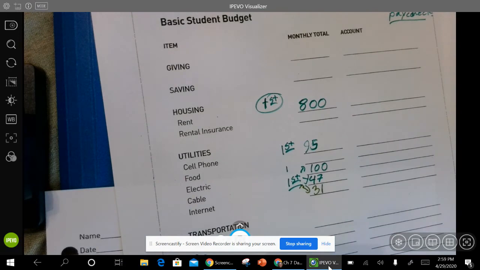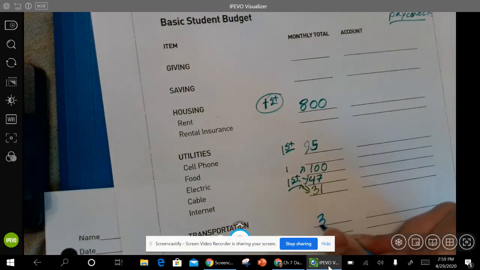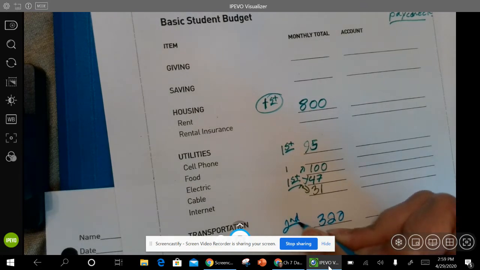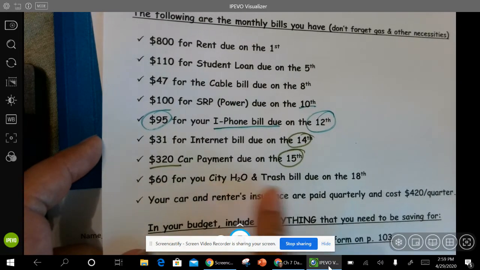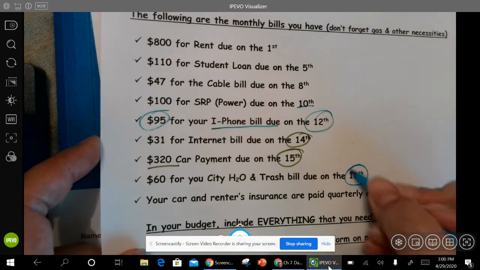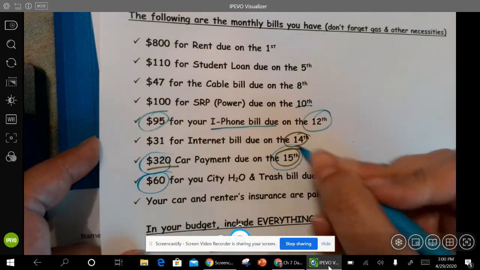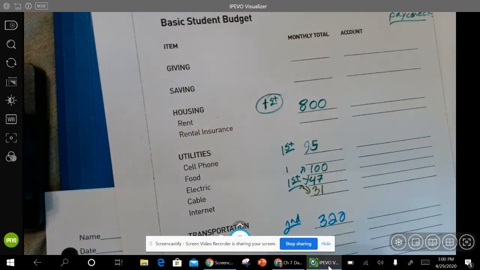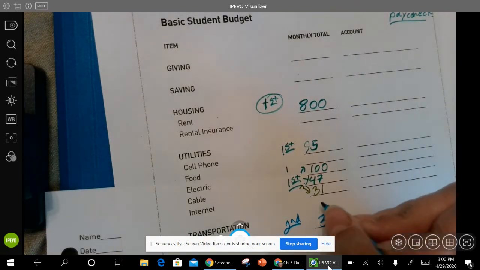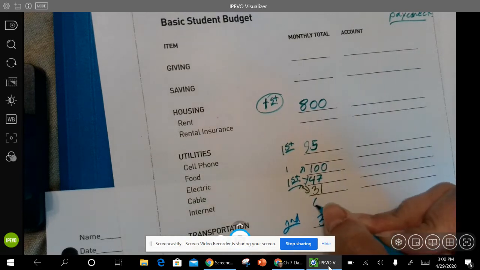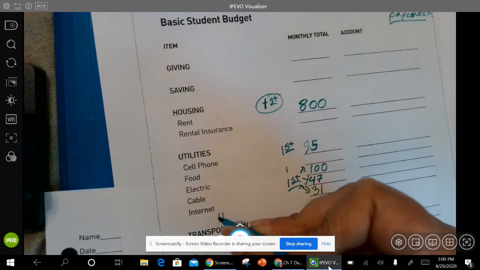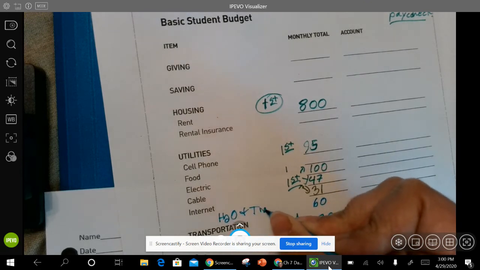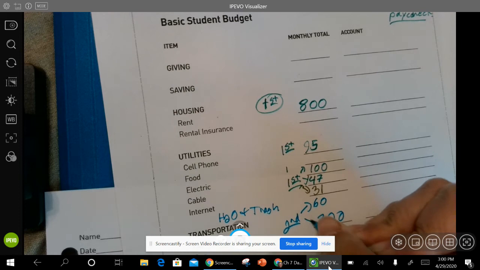$320 on the 15th for the car. Okay, so $315 for the car. I'm going to use a different color, because this is coming out of the second paycheck. And then $60 for your city water and trash bill is due on the 18th. So we're going to have to assume it's over here, so we will add it. Water and trash, and that's also in the second paycheck.